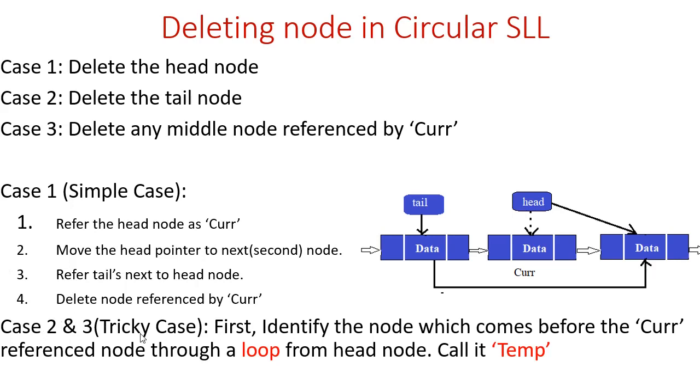Cases 2 and 3 are a little bit tricky because I am randomly choosing the current node as some middle node. There is an additional step: run a loop from the head node until I reach the current node, and call the previous node temp. In a doubly linked list, the previous node reference is available as cur's previous, but in a singly linked list I do not have such a reference. So I need to run a loop to get the node previous to the current node and specifically name it temp.